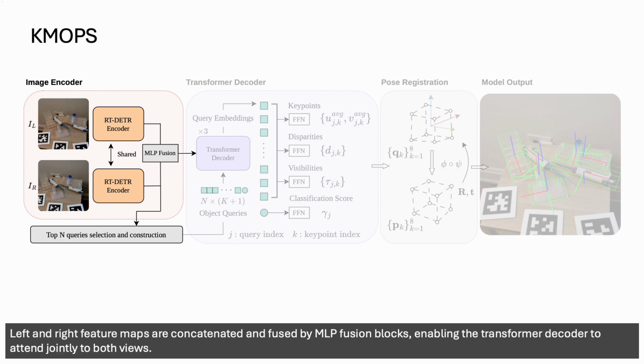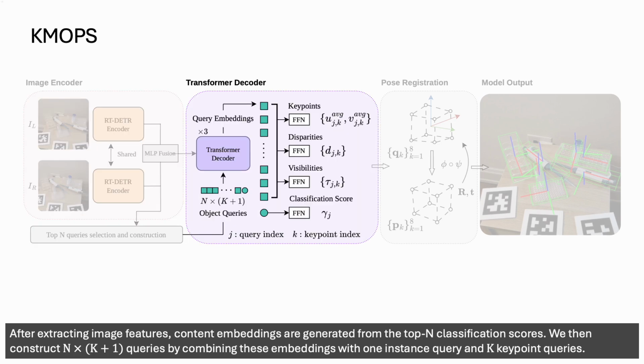Left and right feature maps are concatenated and fused by multi-layer perceptron fusion blocks, enabling the transformer decoder to attend jointly to both views. After extracting image features, content embeddings are generated from the highest n classification scores. We then construct n times (k plus 1) queries by combining these embeddings with one instance query and k keypoint queries.